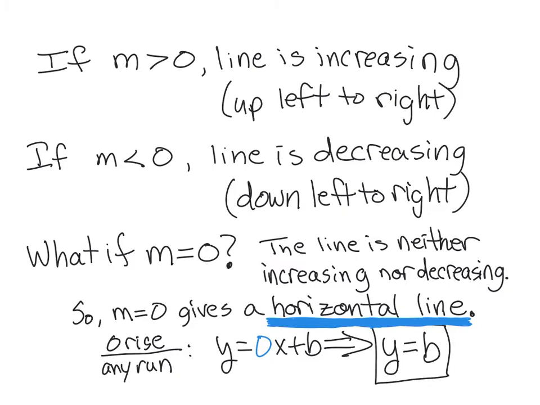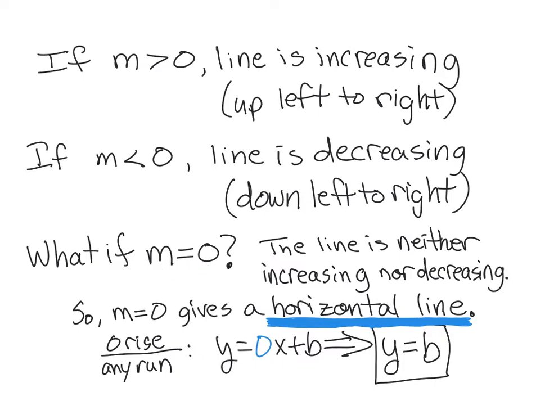So for any line, if your slope is greater than 0, that means positive, you're increasing left to right. If the slope is a negative number, then my rise goes down when my run goes to the right. So I'm decreasing left to right, okay? Now, what if it's not greater than or less than 0? What if it's exactly equal to 0?